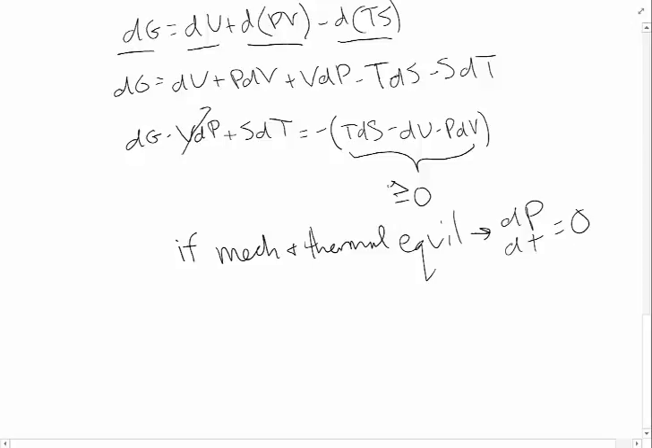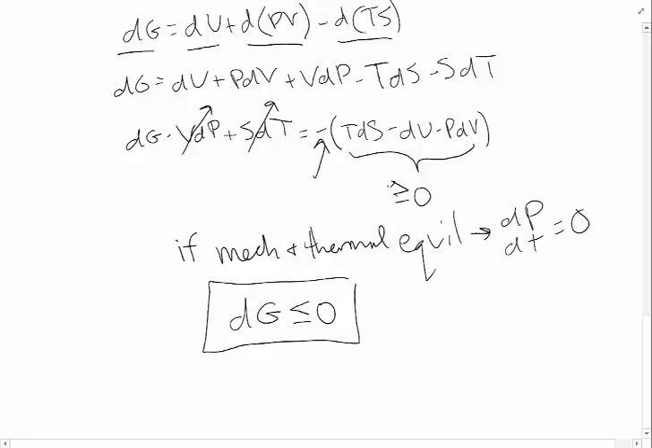So if those are equal to 0, then what that says is that changes in the Gibbs energy have to be less than or equal to 0. And the reason it's less than is that there was this negative sign right here. Okay? So when you have a reaction in mechanical and thermal equilibrium, what this means is that the reaction will occur in such a way that it finds a minimum in the Gibbs energy. Okay?